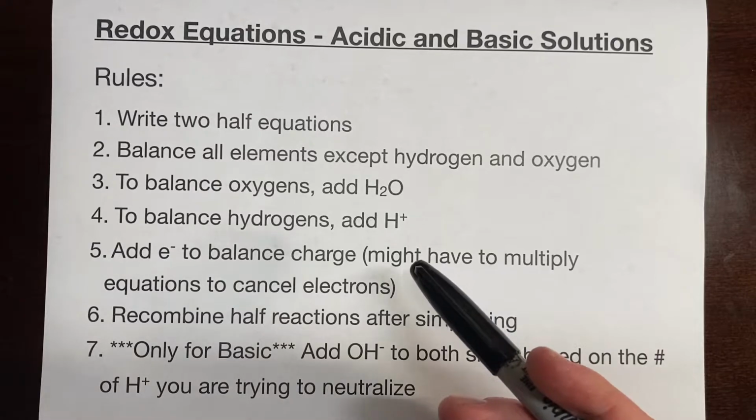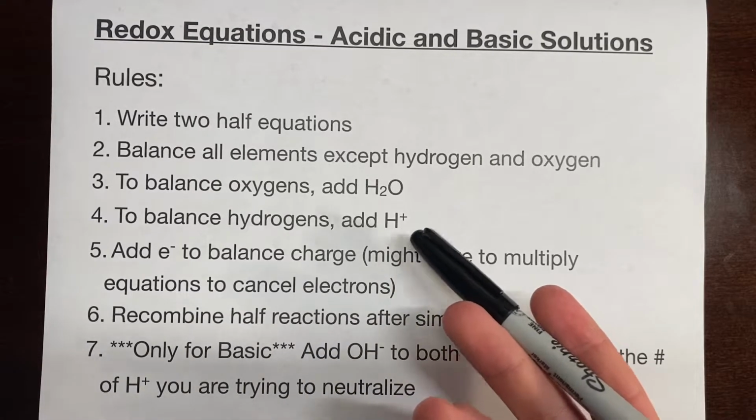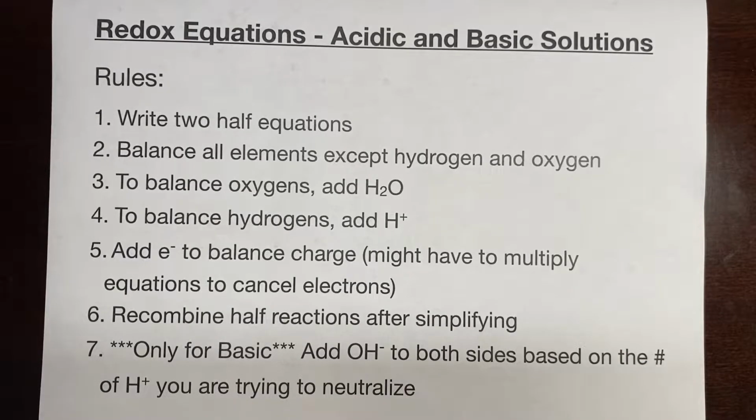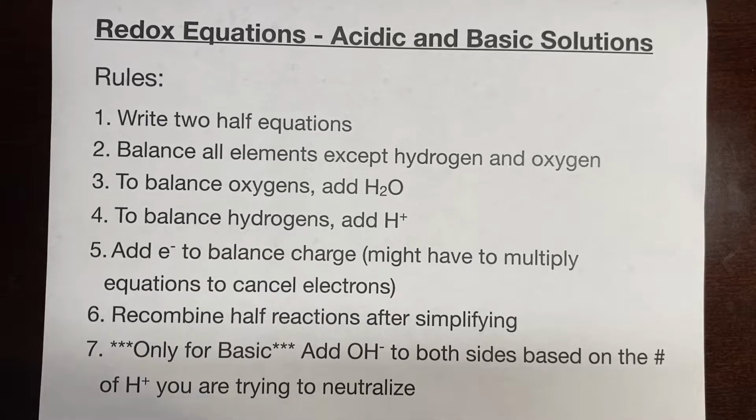And then after adding H+, you might have charge that was previously there, or you might have added a charge. And so on both sides of your equation, you want the charge to be equal. And so to balance the charge, the side that has the more charge, you're going to add electrons to it. And this will just subtract the charge to what you need it to be. And so really the key to balancing them is you're going to want to have the electrons in both half equations cancel.